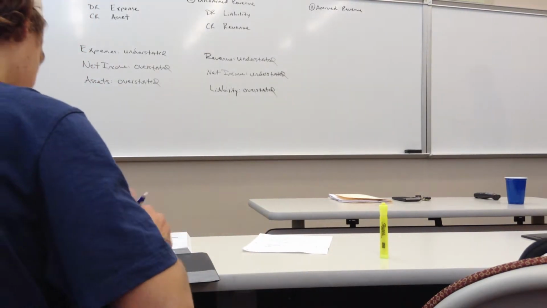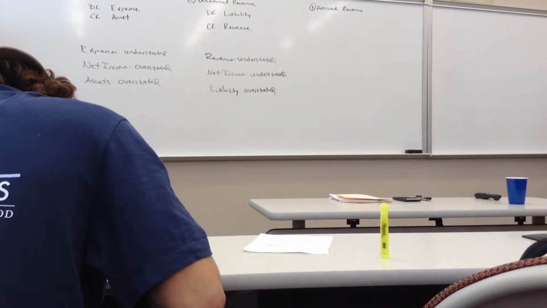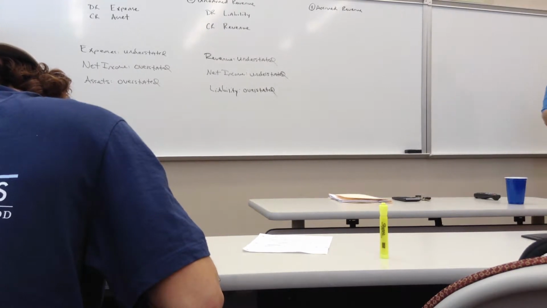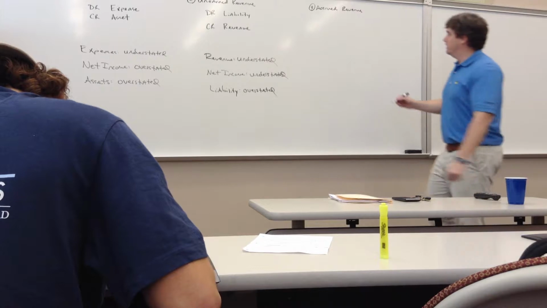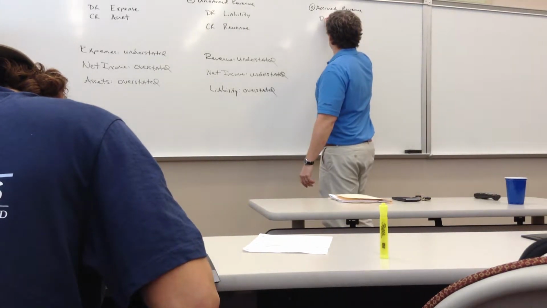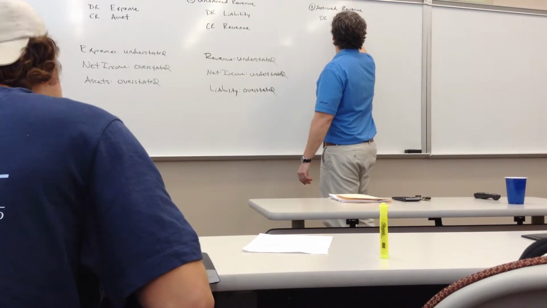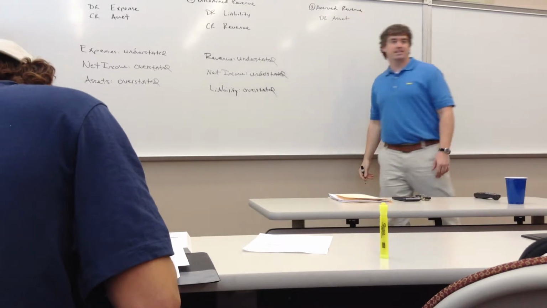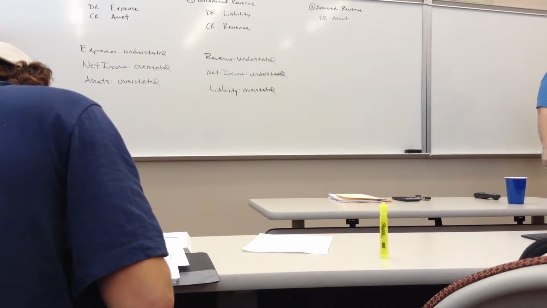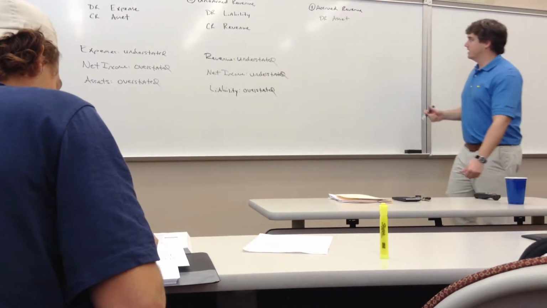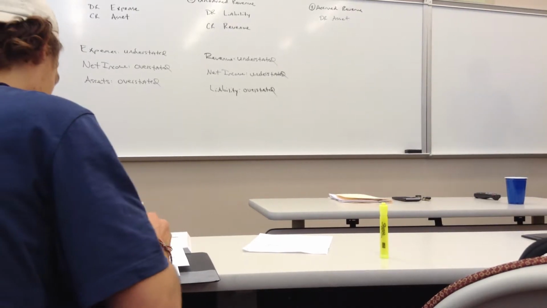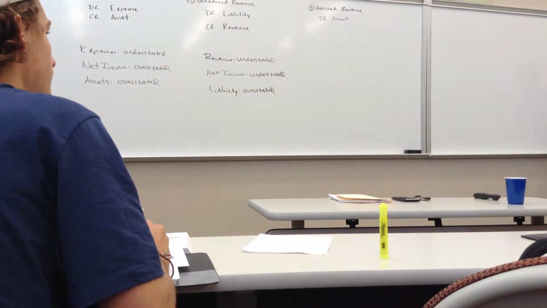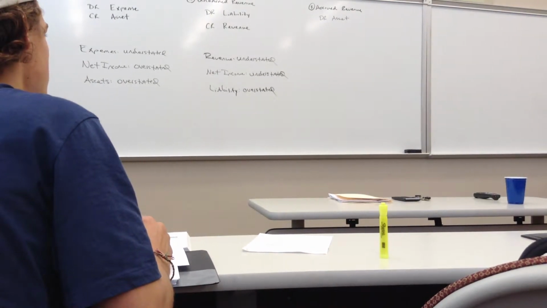So accrued revenue, again, here's what it is. Revenue that has been earned, but has not been recorded. That's it. Pretty simple definition. Here's what the entry looks like. I'm going to debit some asset account. Typically, at this stage, that asset is going to be accounts receivable. Accounts receivable means what? Somebody owes me money.